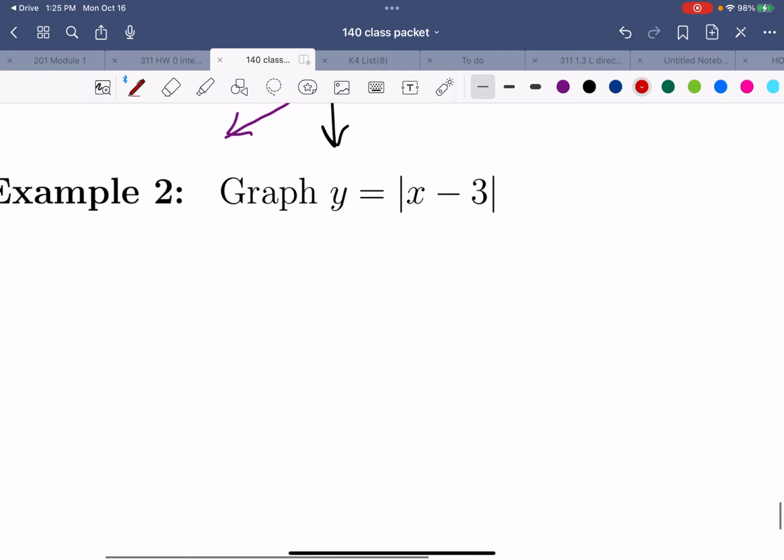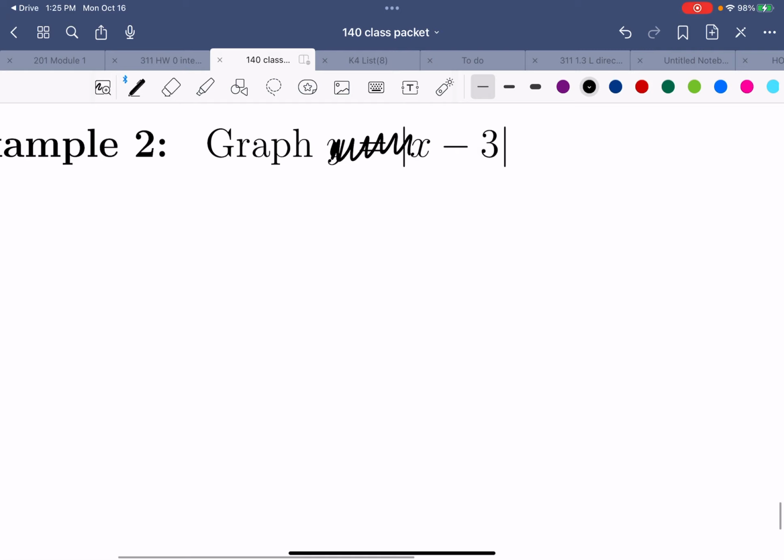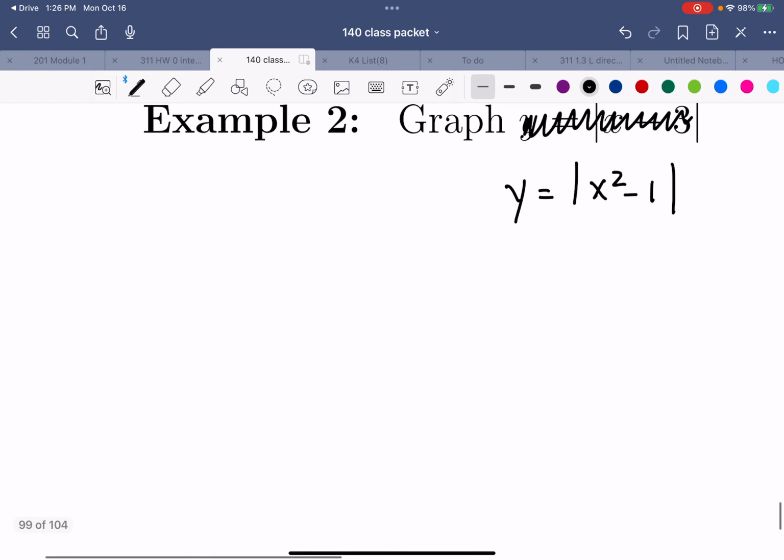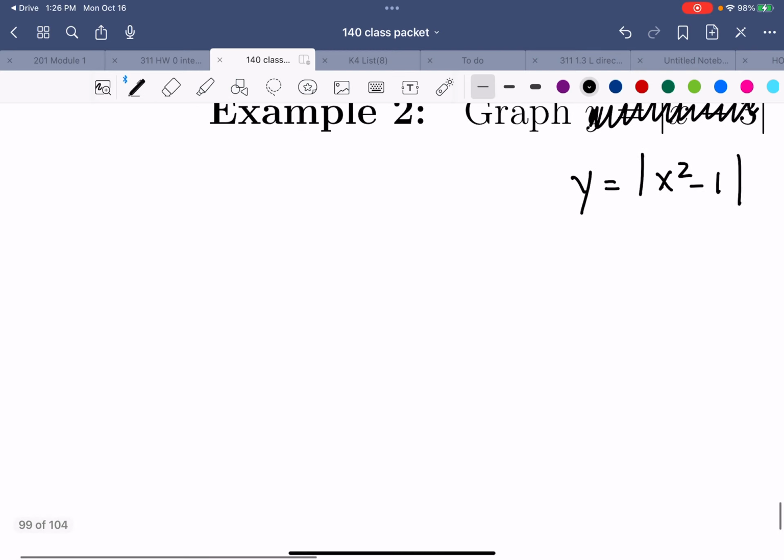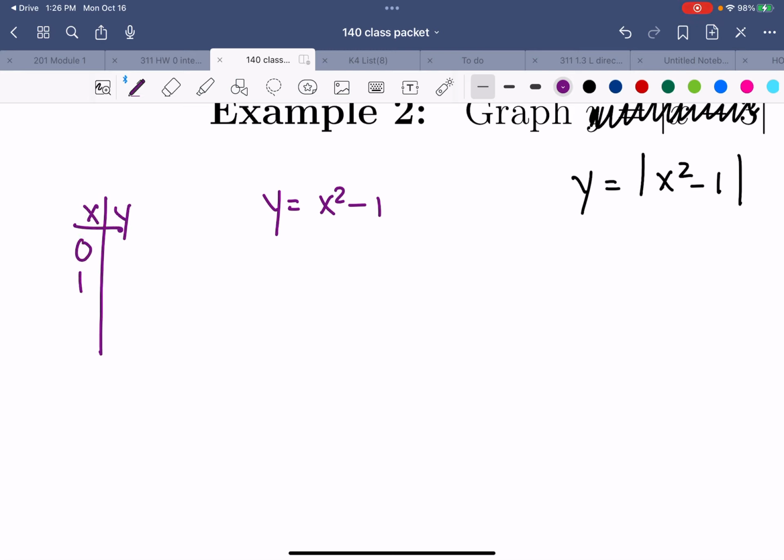Now, for example 2, I gave you the same one, so let's go ahead and change that. Let's do y equals absolute value of x squared minus 1. Okay. Now, x squared minus 1 is a parabola that opens up, and we didn't do a whole lot with how to graph these without a little chart, so let's go ahead and do that. So first, we're going to graph y equals x squared minus 1, so exactly what the equation says, except you're taking off the absolute value. So if we create an xy chart here, 0, 1, 2, negative 1, negative 2, and we'll see what happens.